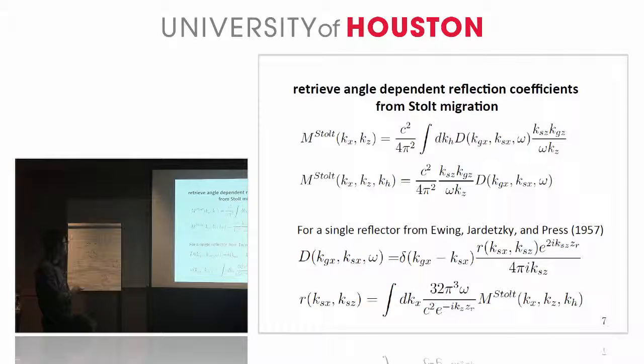And for a single reflector, we have an analytical expression from Yoon, Jedesky, and Fest. Here this shows the analytical expression for the reflection data. We can compare this reflection data with the Stolt migration formula, and we end up with the equation at the bottom, which gives us the ability to retrieve the plane wave angle-dependent reflection coefficient from Stolt migration.